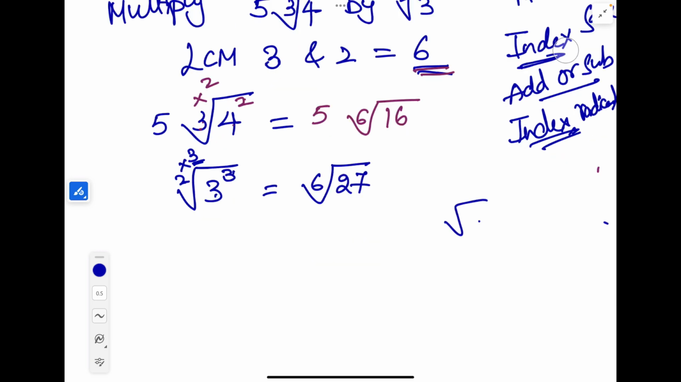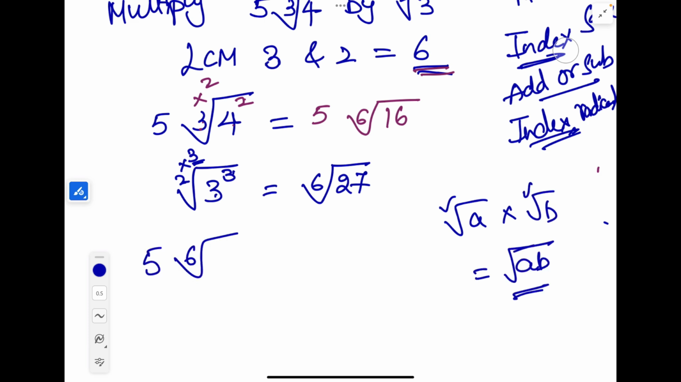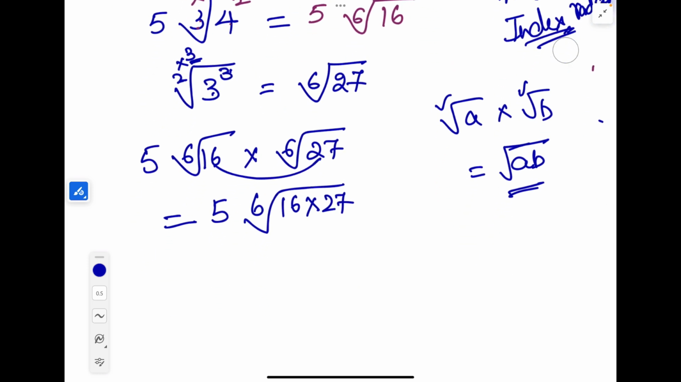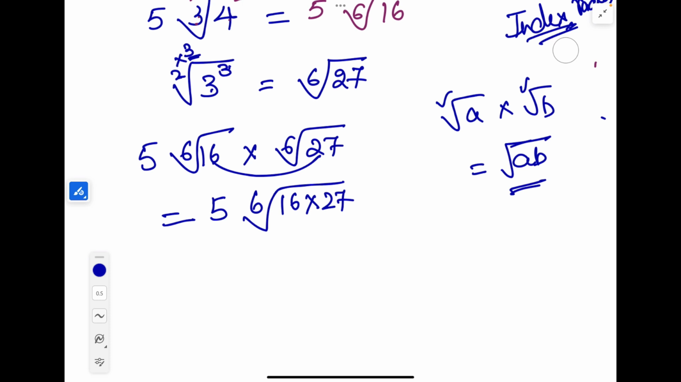Children, we know root a into root b is root of ab, right? Similarly, 5 into 6th root of 16 times 6th root of 27 can be written as 5 into 6th root of 16 into 27. Now multiply these radicands. Okay, 16 into 27 is 432. So the answer for this question is 5 times 6th root of 432.